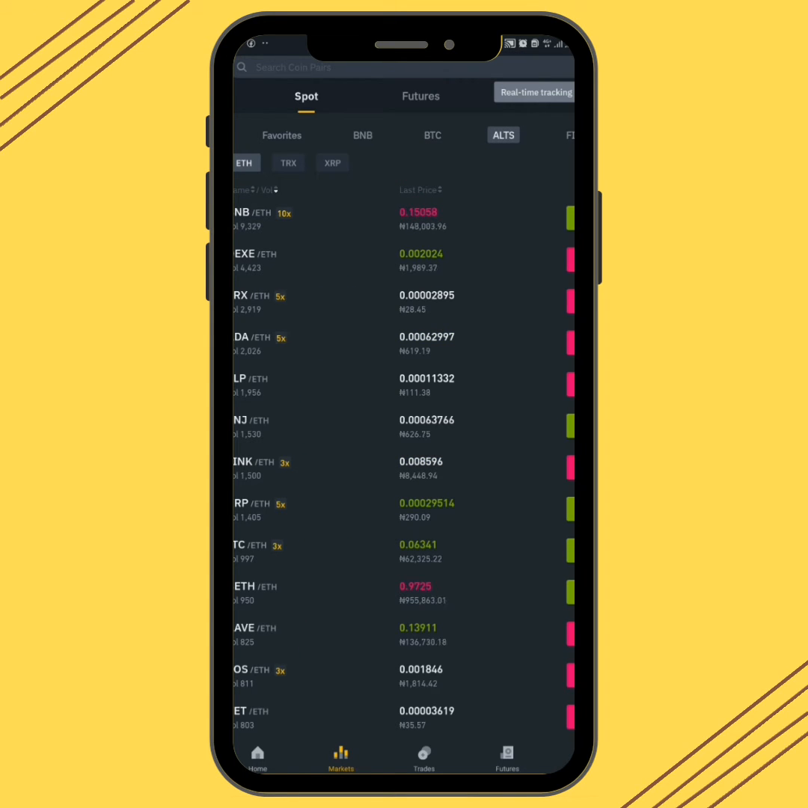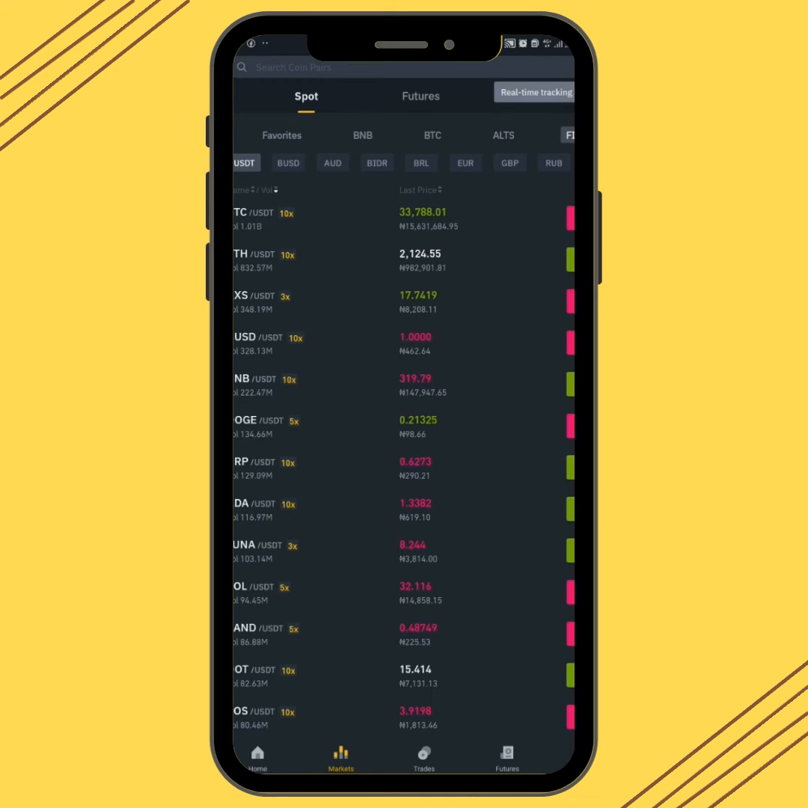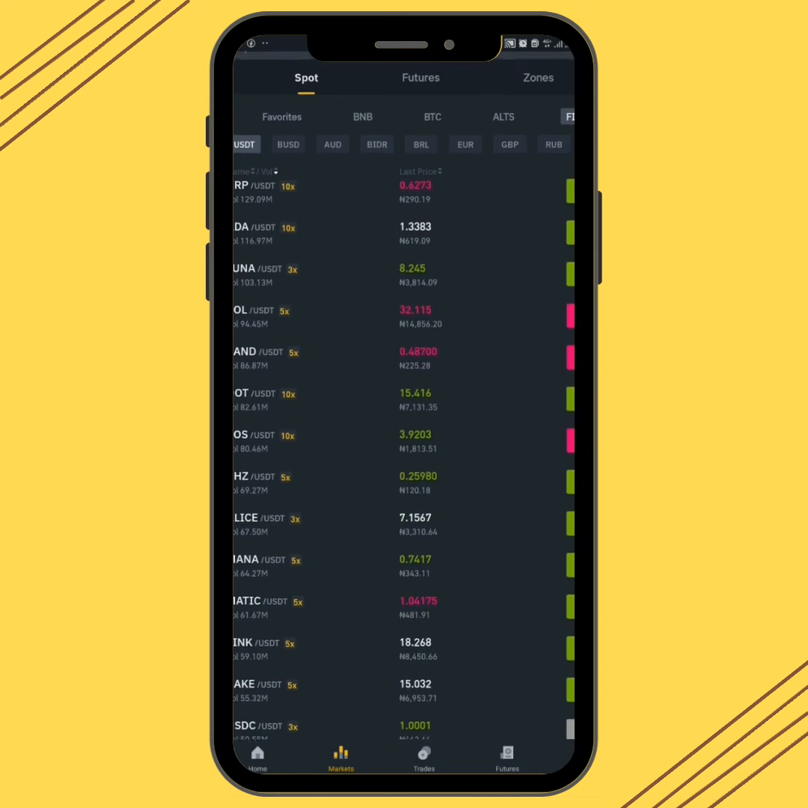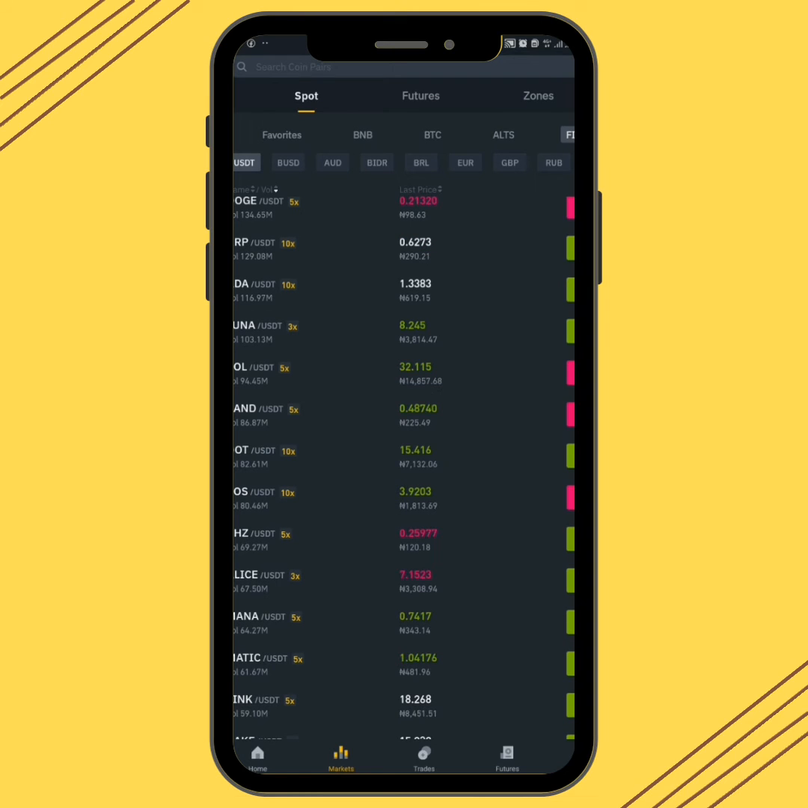So in crypto we have BTC and altcoins. BTC is like the father of all coins, then altcoins are all other coins that are coming up and the ones that are already there. And so you see fiat. These fiat are stable coins. So you see USDT, they have BUSD, they have AUD, they have so many. They have NGN and so on.